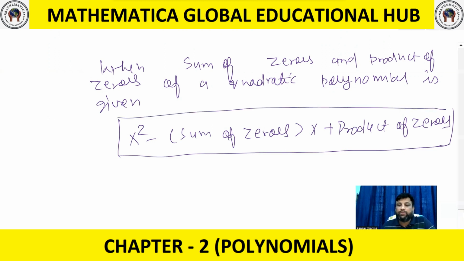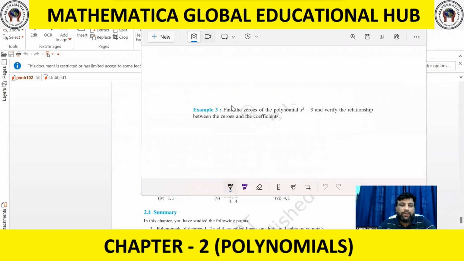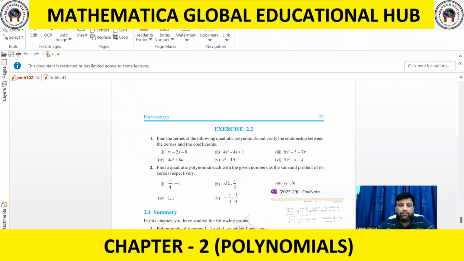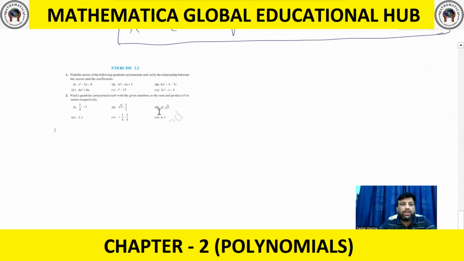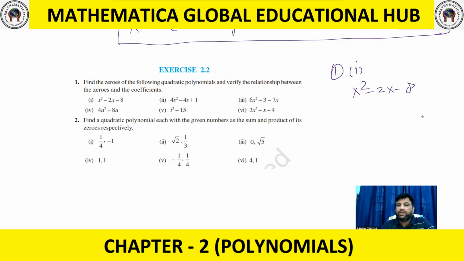Now we are coming to exercise 2.2 of NCERT, yes. 2.1 we already did. So you can see this is the 2.2 exercise, and I am discussing this exercise now. In this exercise you can see the first question, they are telling us to find the zeros of the following quadratic polynomial and verify the relationship between the zeros and the coefficients, yes. So question number 1, first part, they are giving x square minus 2x minus 8. First we need to find the zeros, yes.